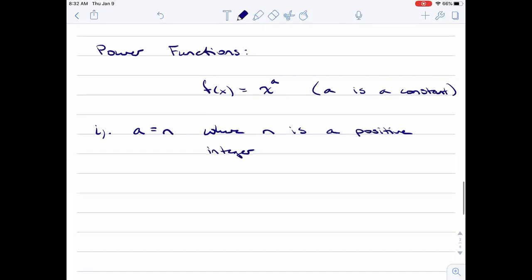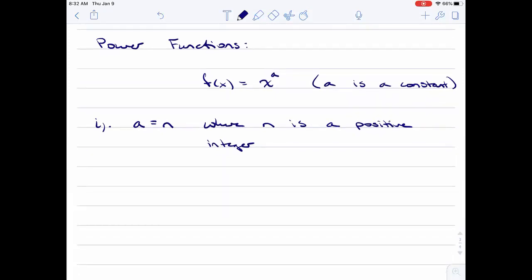And so here, this would be just a typical polynomial, which we just talked about, right? So a polynomial is a power function. It's a special case of a power function.